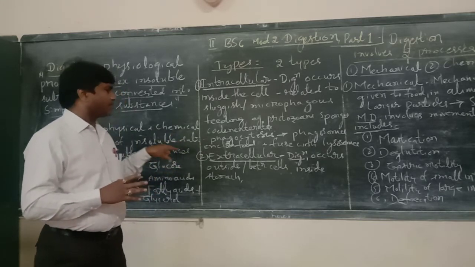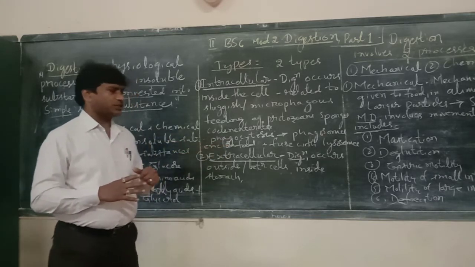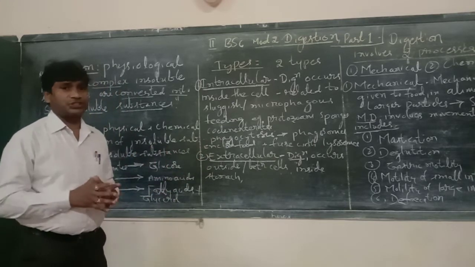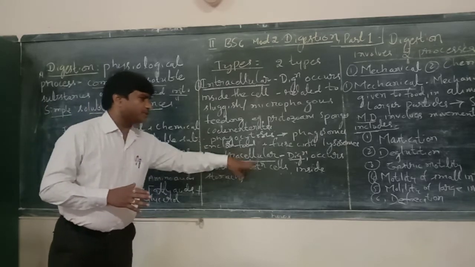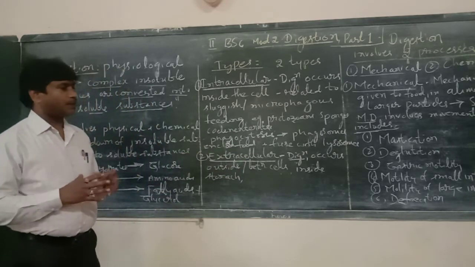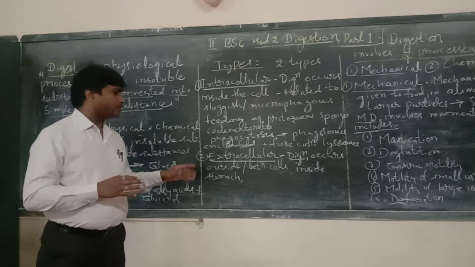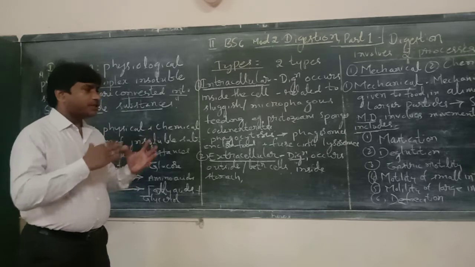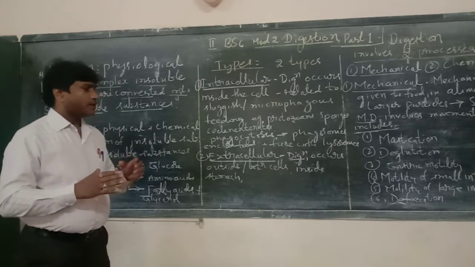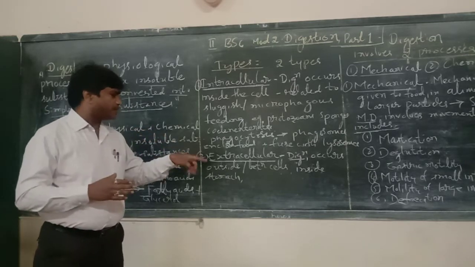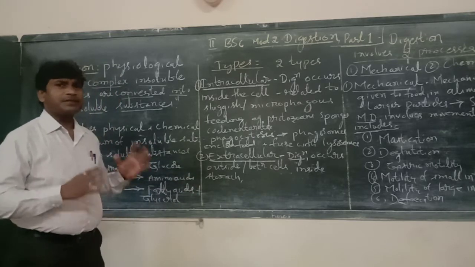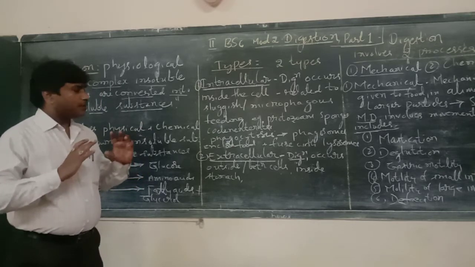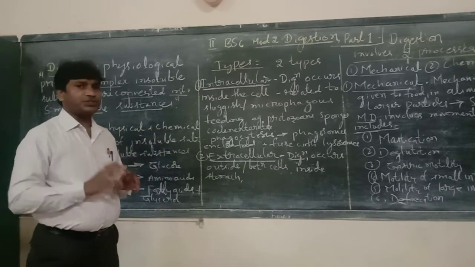The second one is extracellular digestion. It is also called intercellular digestion. Here, digestion occurs outside the cell or between the cells. This type of digestion takes place inside the stomach, particularly in the lumen of the stomach.